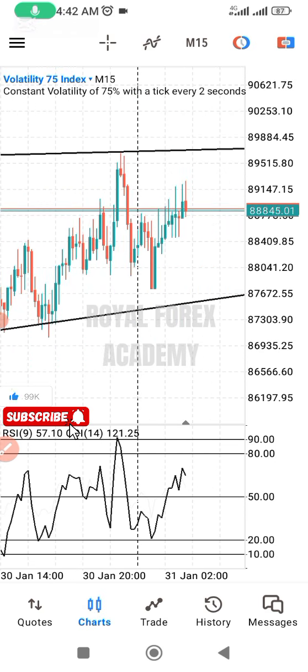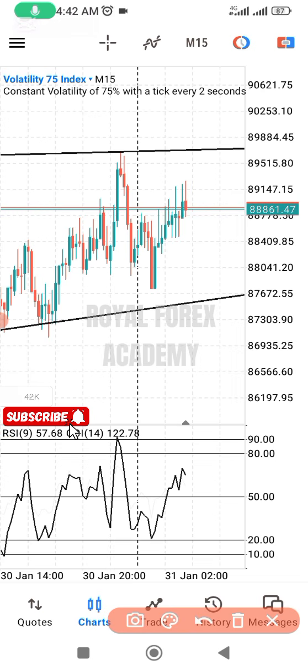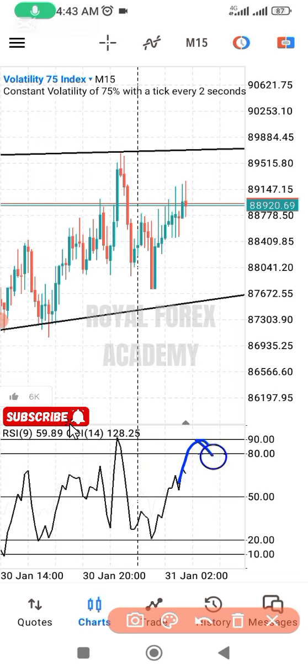So what do you want to see on 15 minutes? On 15 minutes, this should also break out of this zone. And then your CCI will be crossing this 50 zone. You make your entry. Since it is not coming from 90, if it is coming from 90, it has to cross the level of 80.